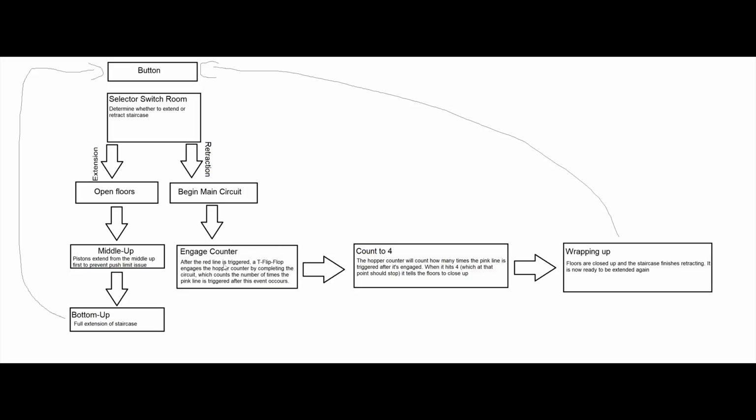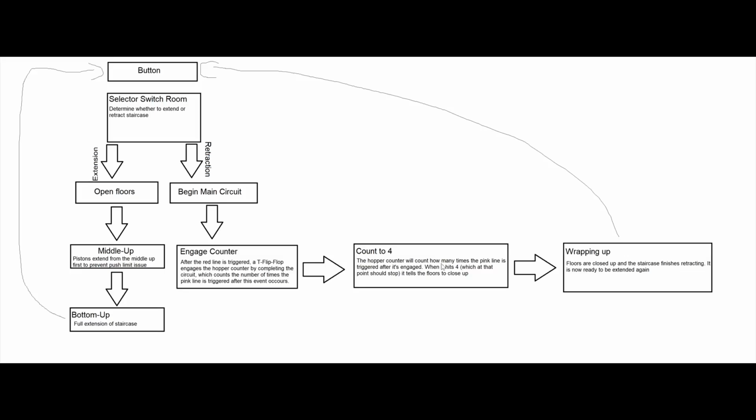After the red line, which I'll explain in a minute, in the game where it goes off the first time, a T flip-flop will engage the hopper counter by completing the circuit, which counts the number of times the pink line is triggered after the event occurs. I'll explain the card lines to you in a minute. Once that pink line has fired off 4 times, the hopper counter I've designed will tell the floor to go ahead and close up.